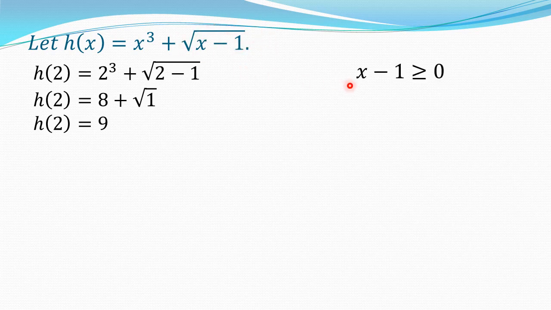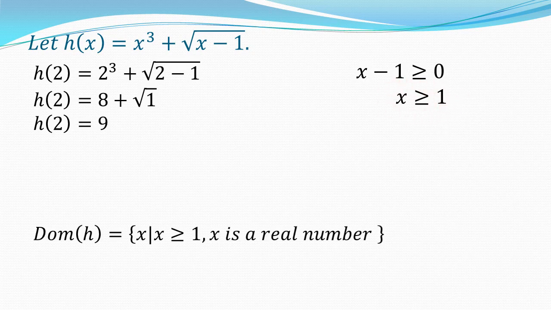So exploring this, x minus 1 should be greater than or equal to 0, because if it's less than 0, that would be negative, right? So x minus 1 is greater than or equal to 0. So transposing this to the other side, we have x greater than or equal to 1. So that's your special condition for your domain.